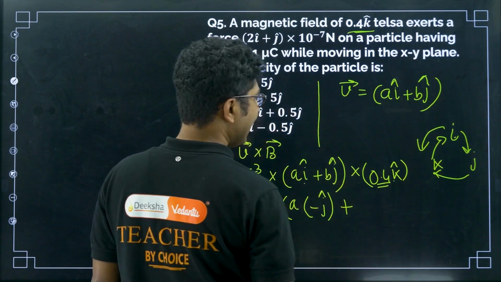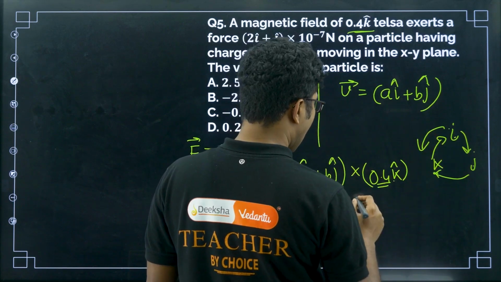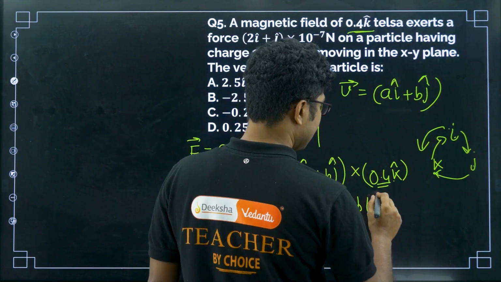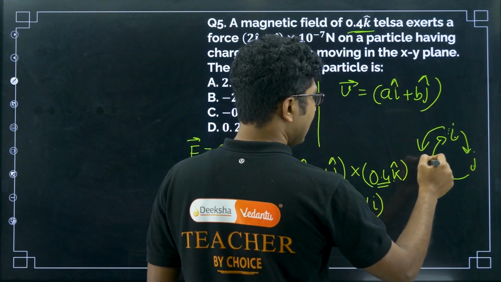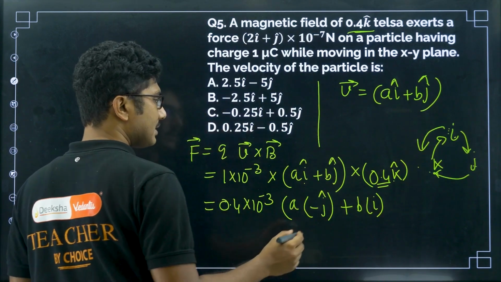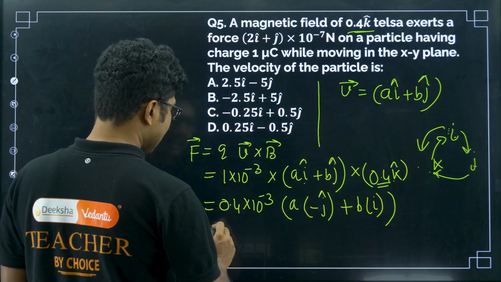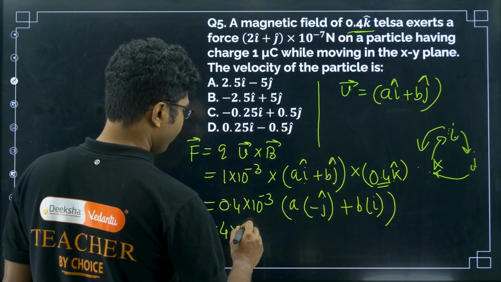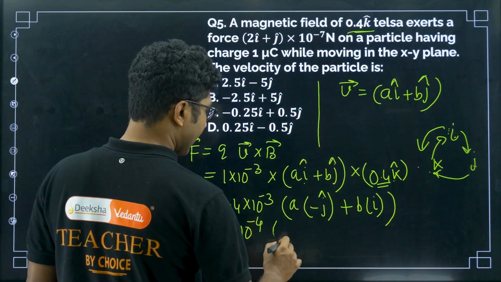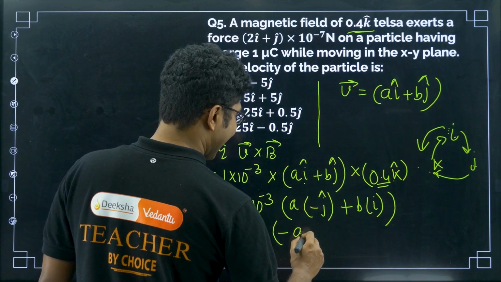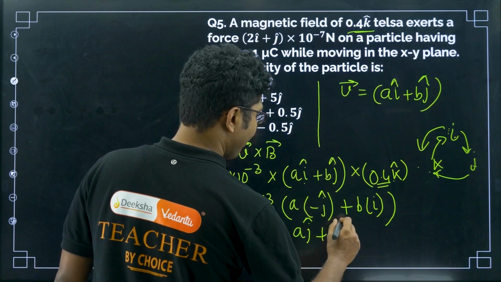Now plus b j cross k. J cross k means it will be i cap, right? J cross k should give you i cap. I cross k should give you minus j cap. Okay, this is the simple form of cross product. Now we can write this as 4 times 10 to the power of minus 4, right? We can take this decimal and put it in the top. So it will be minus a j cap plus b i cap.